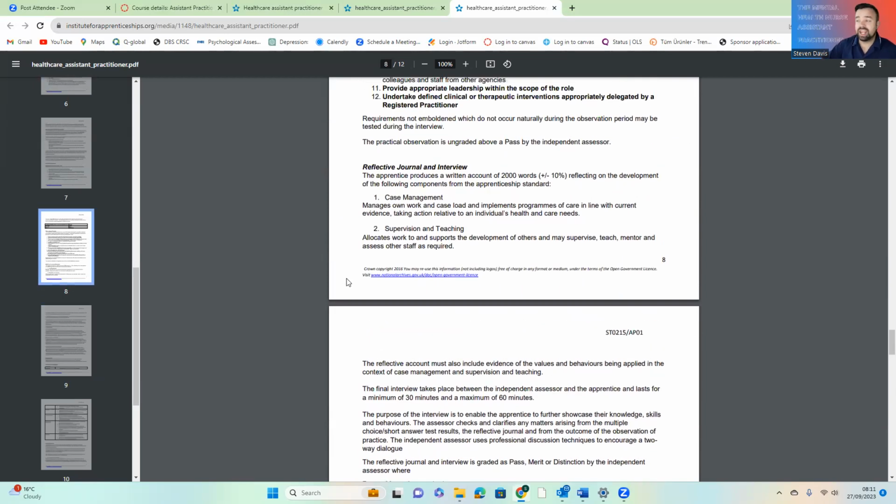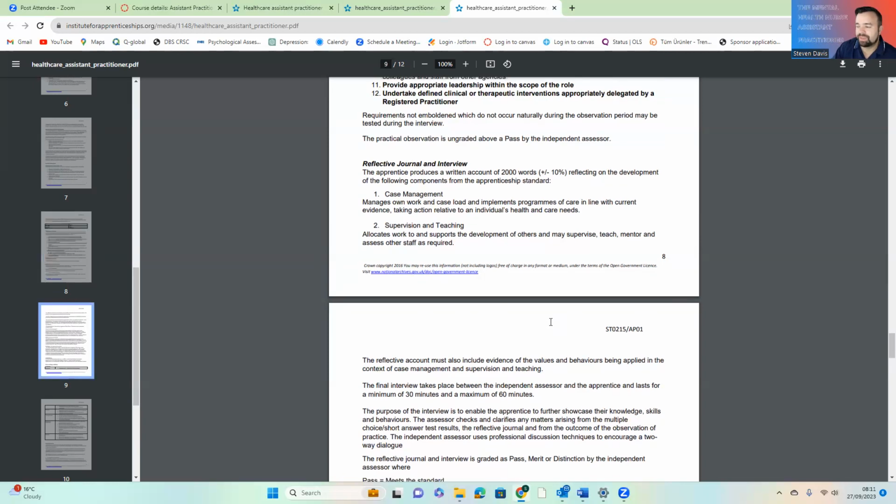And ideally, in your case management, you'll be able to think of those 4 people that you've worked with. You'll be able to list what you did, how you did it, why you did it. And for supervision and training, you should be able to talk about the care certificate and then your trainer. So anything that you've bolted on there.